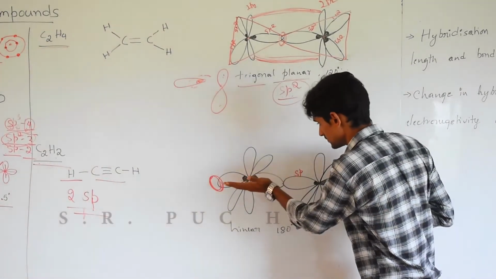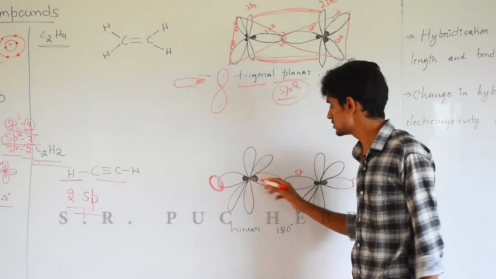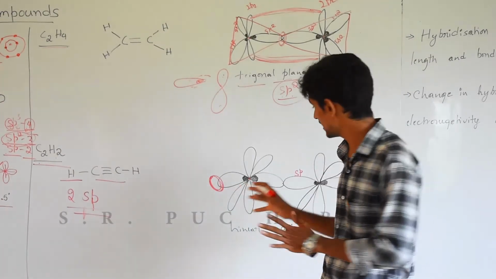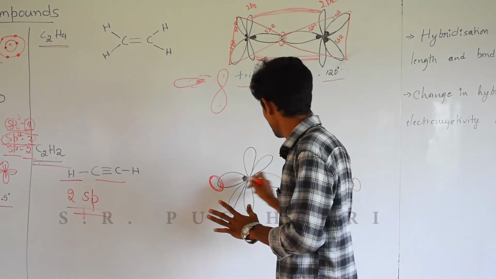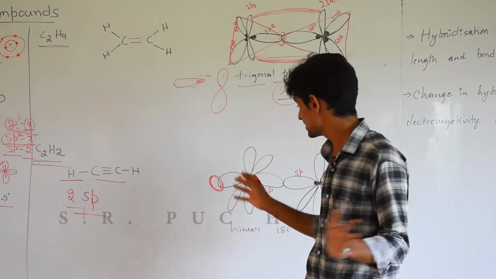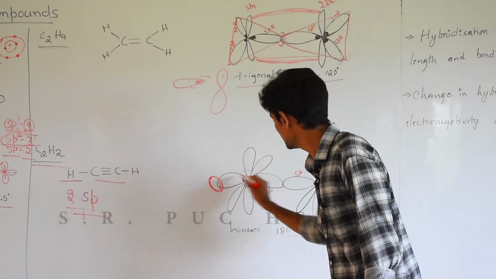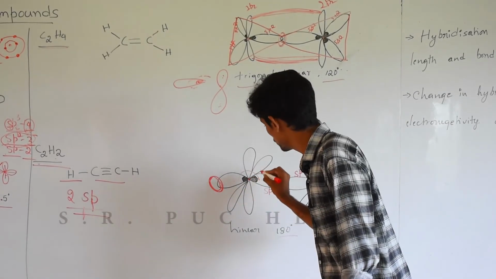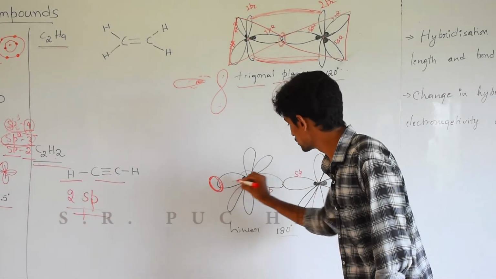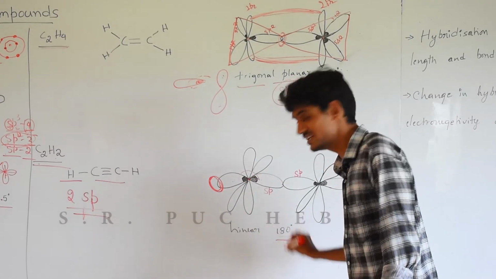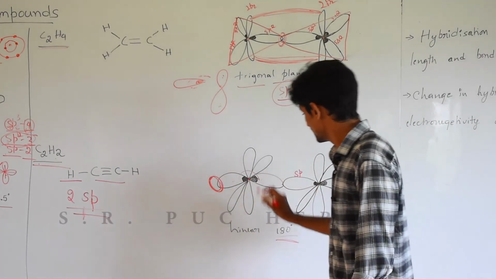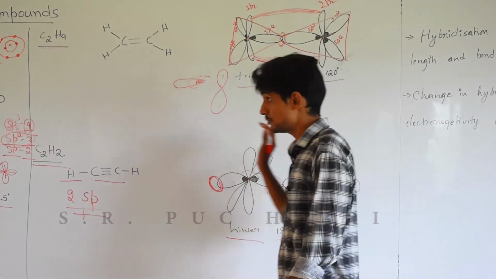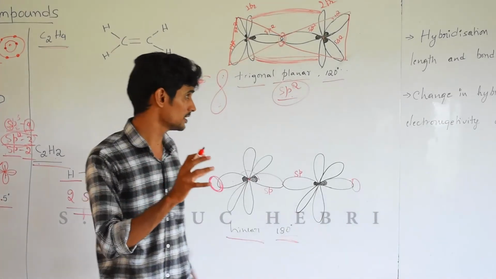And here, because these are sp hybridized orbitals, they will have the maximum distance if they are at 180 degrees. Between these two hybrid orbitals there should be a maximum distance, so these orbitals should be at 180 degrees to each other. So this forms a linear structure. The structure of this is linear. So this is about the shape of carbon compounds.